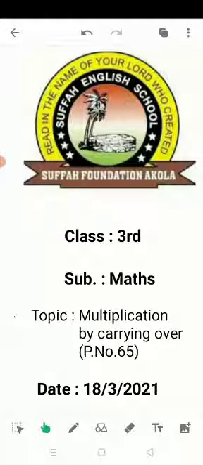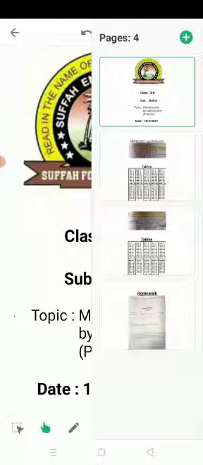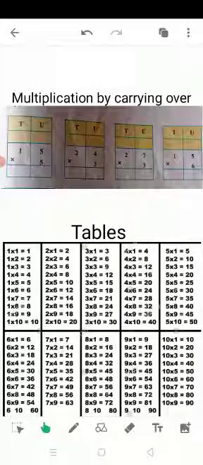Page number 65. This sum is given on page number 65, so we will solve this sum. The first sum is 15 multiplied by 5. For solving this sum I use the table of 5. On the units, 5 units multiplied by 5. Firstly I will read the table of 5 till 5.